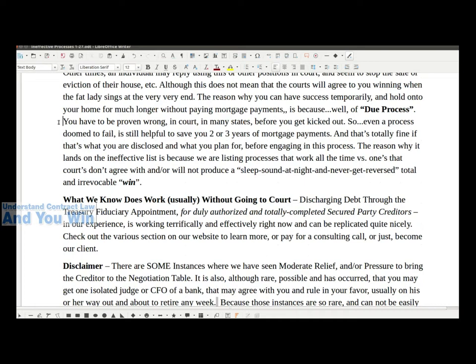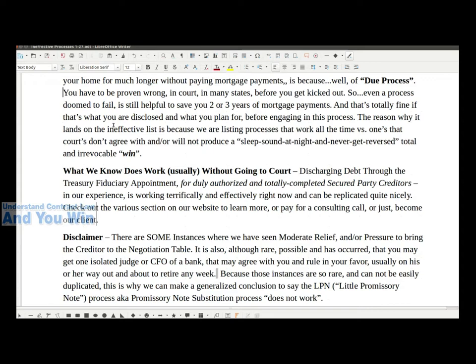You're presumed innocent until proven guilty, right? In a criminal sense. But you're presumed able to hang on to your home until it's proven through due process and through court that they have the right to foreclose. You have to be proven wrong in court in many states before you get kicked out. So even a process doomed to fail is still helpful to save some, depending on the state, 2 to 3 years of delay on your mortgage payments.